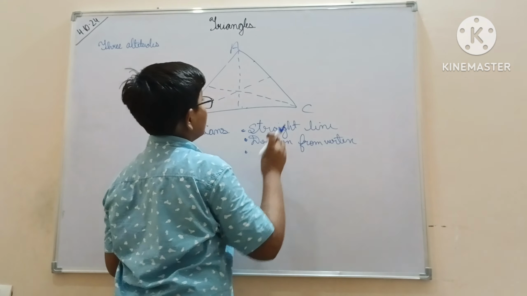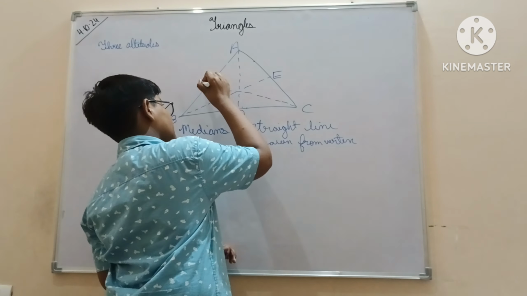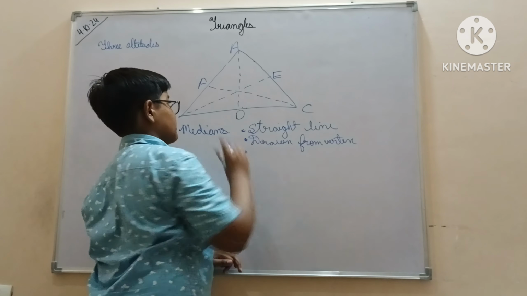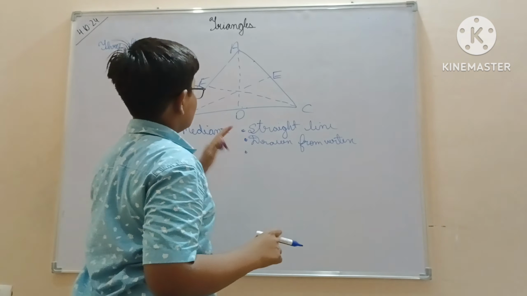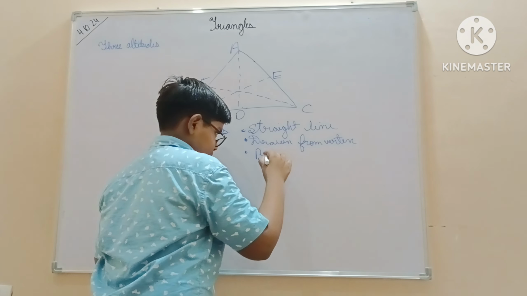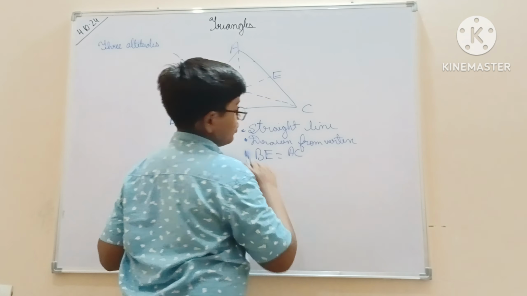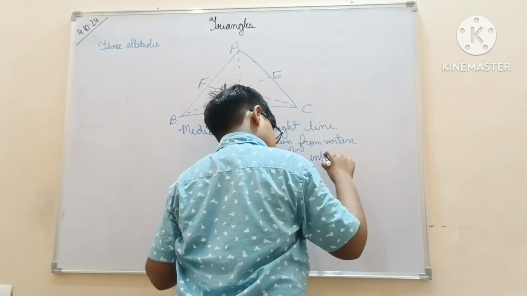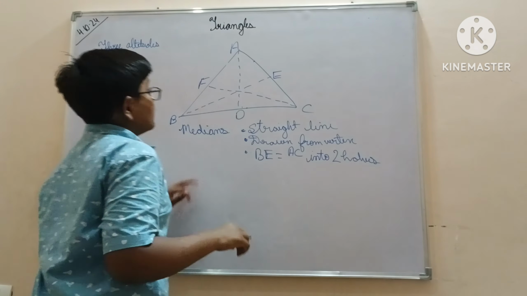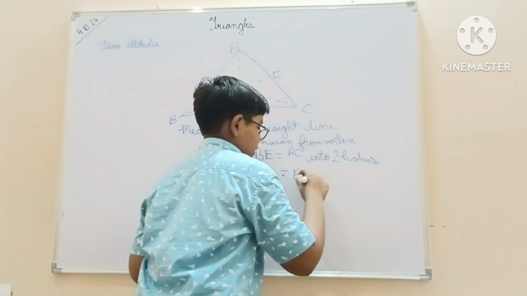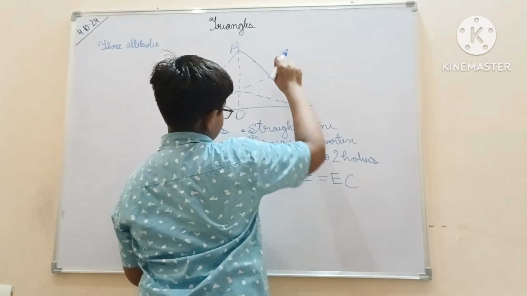We can name these points E, D, and F. We have divided it at F, D, and E. So we can say that BE is dividing AC into two halves, and we can say that AE is equal to EC, as these both lines are halves of each other.